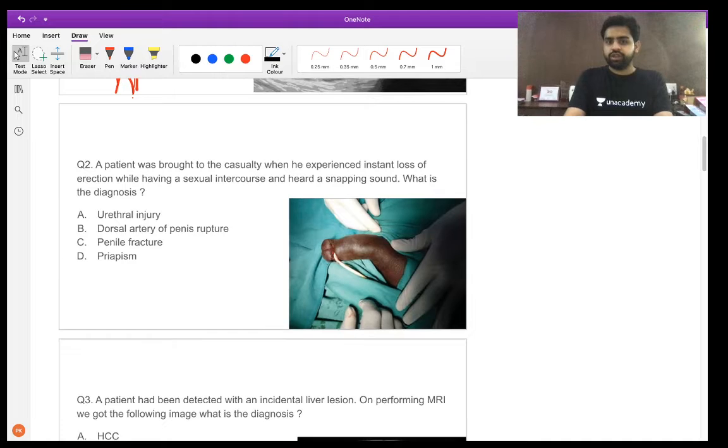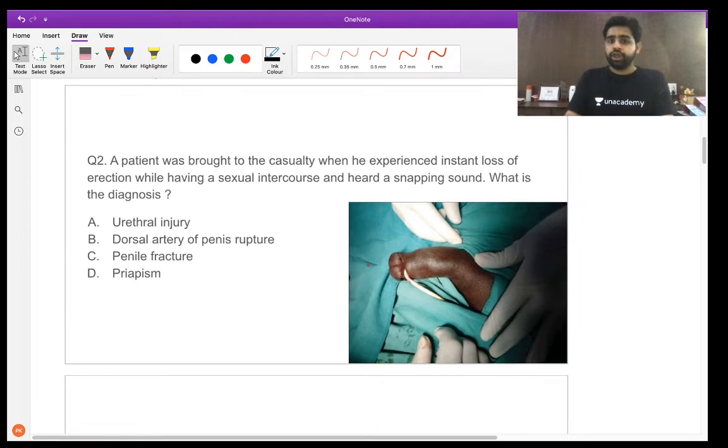Now this is a very, very interesting clinical scenario. A patient was brought to the casualty when he experienced an instant loss of erection while having sexual intercourse and heard a snapping sound. What is the diagnosis? Can you tell me, guys? I can see 5-6 of you are there online. Can you please tell me what the diagnosis of this particular patient is?